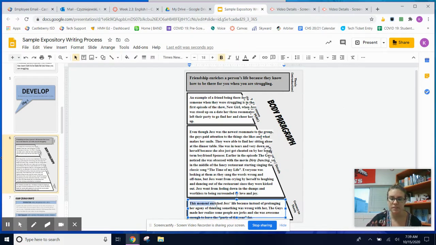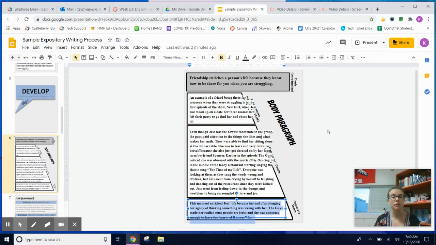Connecting to the thesis statement, I said, this moment enriched Jess's life because instead of prolonging her agony, thinking something was wrong with her, the guys made her realize that some people are just jerks and she was awesome enough to leave the party of the year for. So I think of my thesis statement and I think, how does this prove that my thesis statement is true? I just readdressed my thesis statement.